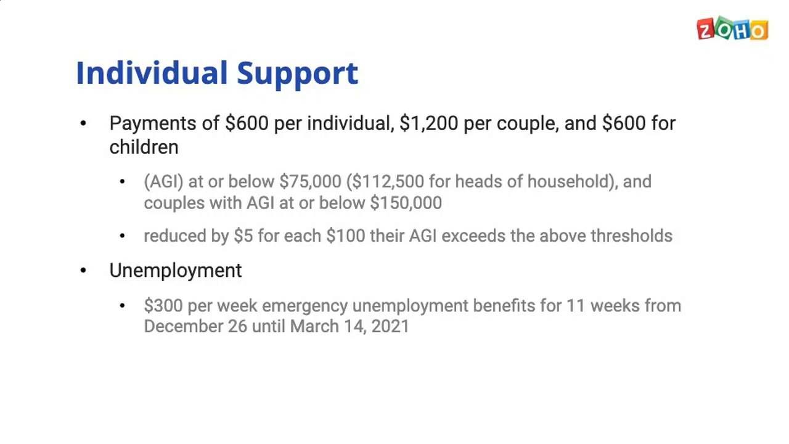But yeah, so let's just quickly talk about individual support, just in case you're curious. So payments of $600 per individual and $1,200 per couple and $600 for each child. And this is the same as it was before. You need your adjusted gross income to be below $75,000, or $112,000 for heads of household, and for couples filing jointly, AGI below $150,000.